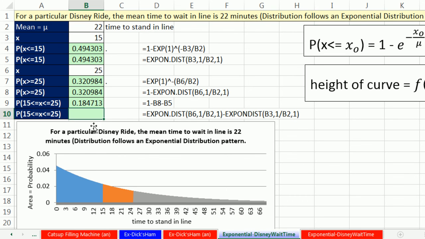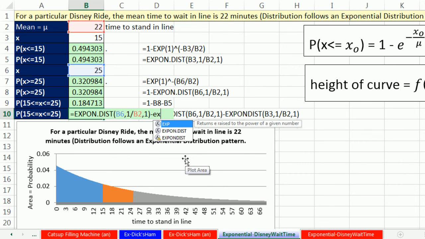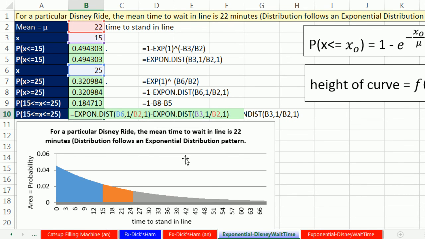We could also flat out do our rule. Anytime we're getting between, we get bigger area minus smaller area. So equals expon.dist. Our big x is 25, comma 1 divided by our mean, comma 1. That gives me all the area up to our 25. F2, and now I'm going to subtract expon.dist, the smaller x, comma 1 divided by, and go up and get our mean wait time, comma 1, close parentheses, Control Enter. And so we get exactly the same thing.